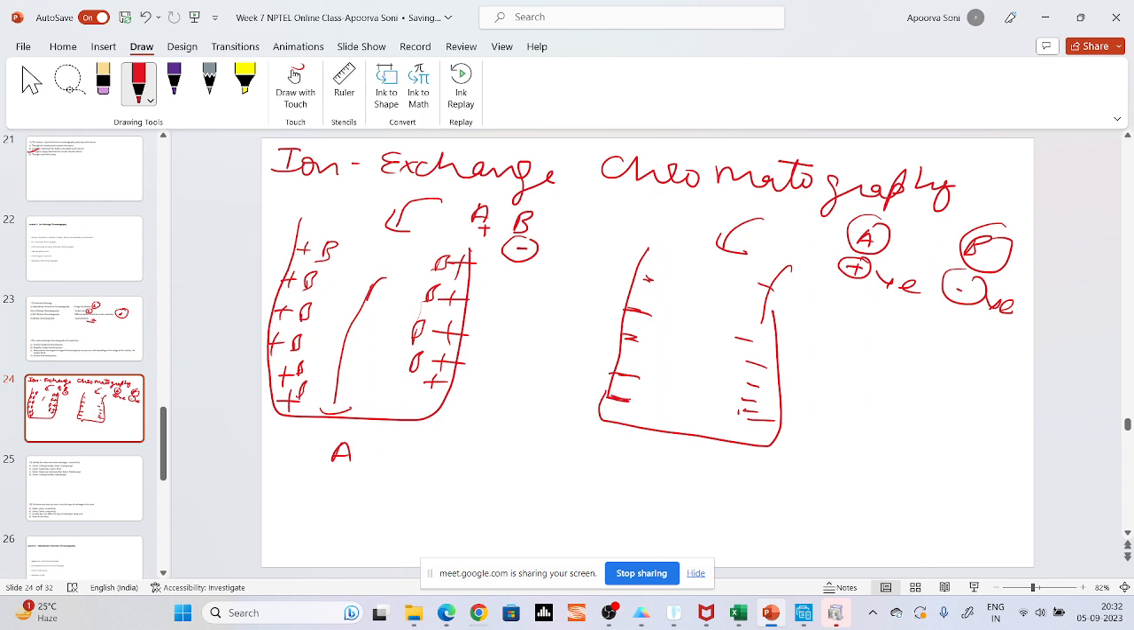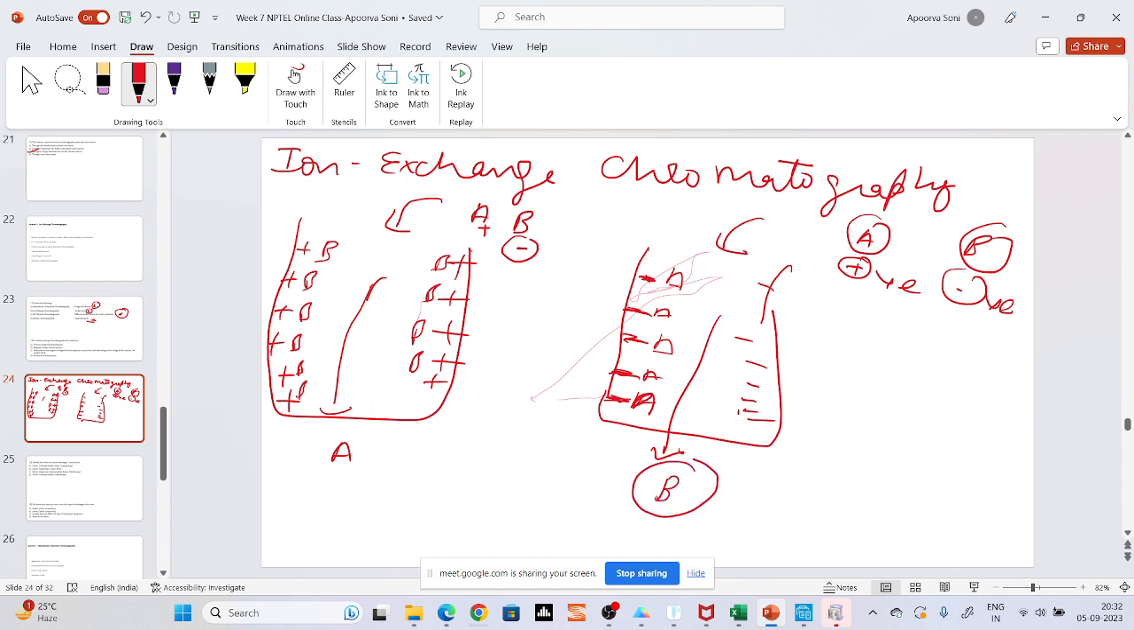Here what will bind? These are negatives. So what will bind here? A. A will bind here. So what would be eluted first? What will come down through the column first? B.